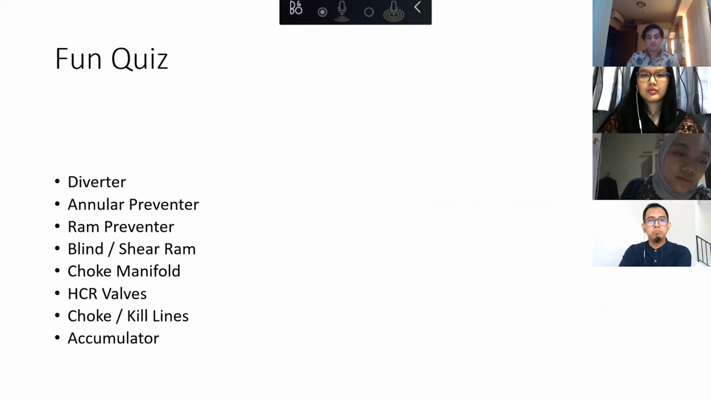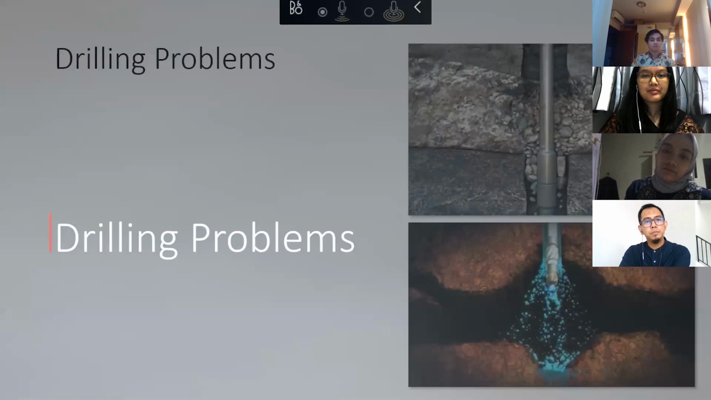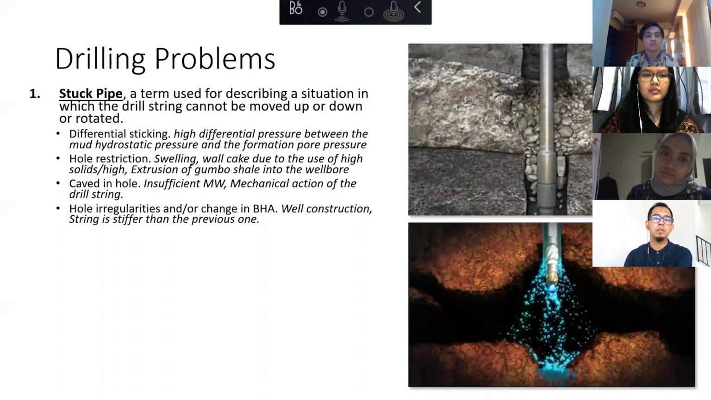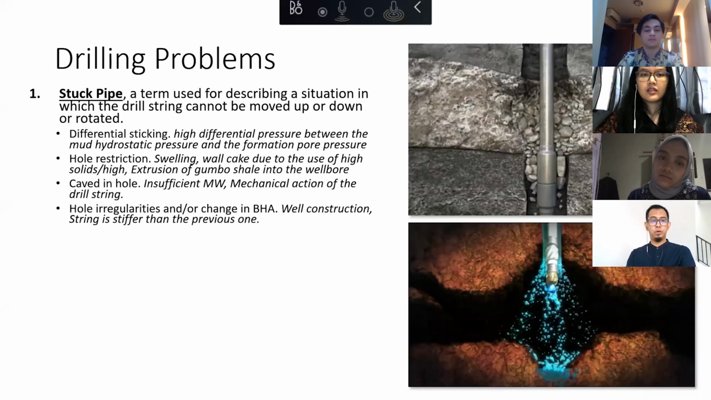Next will be about drilling problems. Several common drilling problems in the operations, one of them is stuck pipe. It is a term used to describe a situation in which the drill string cannot be moved up, down, or rotated. There are four types of stuck pipe. First is differential sticking. Second is hole restriction. Third is cavings. And the fourth is hole irregularities or incompatible BHA.